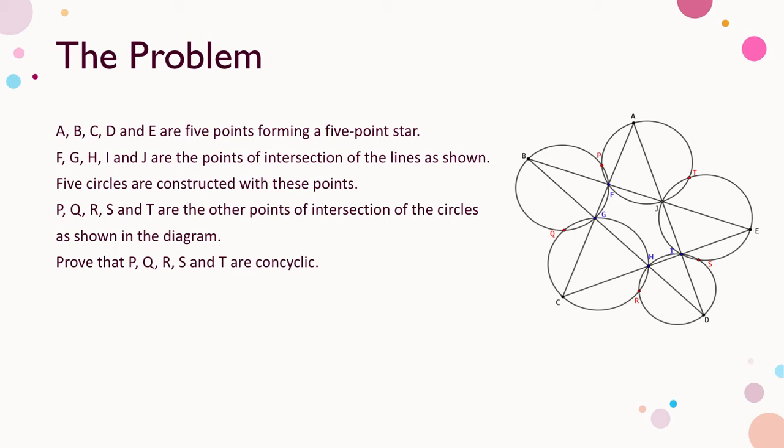In the diagram, we see that F to J are the inner intersection points of the circles, and P to T are the external intersection points of the circles. The problem is to prove that these 5 points P to T are concyclic.